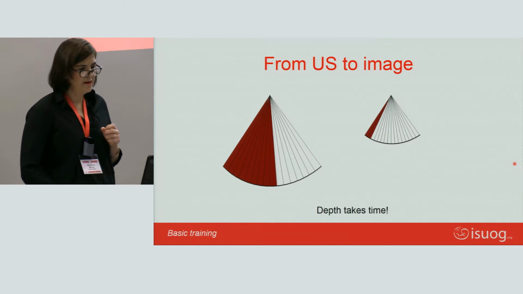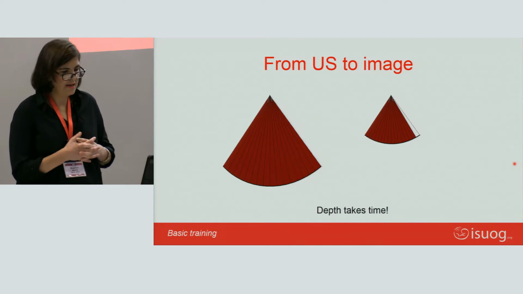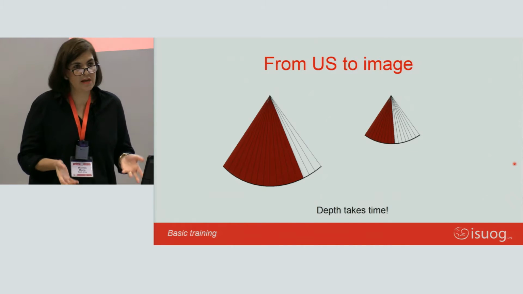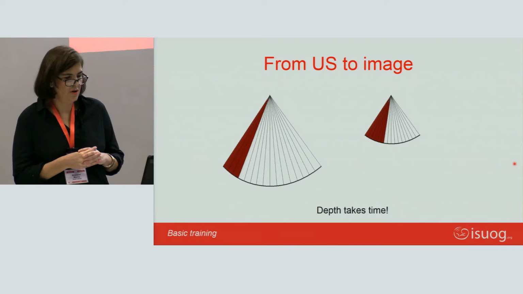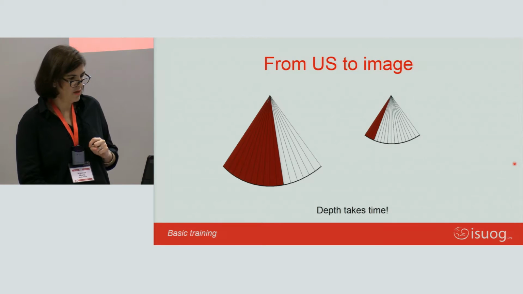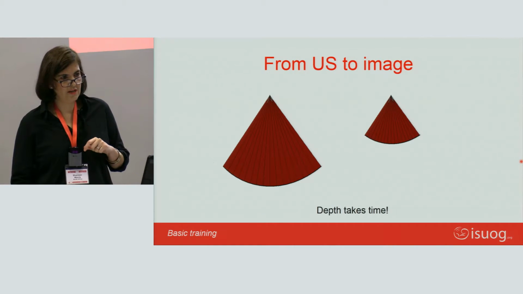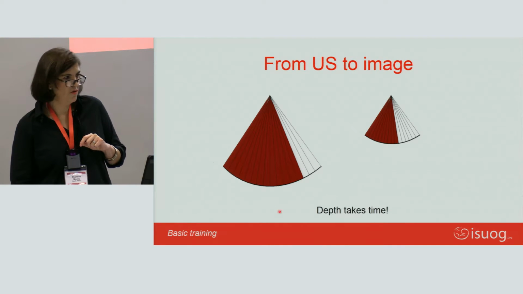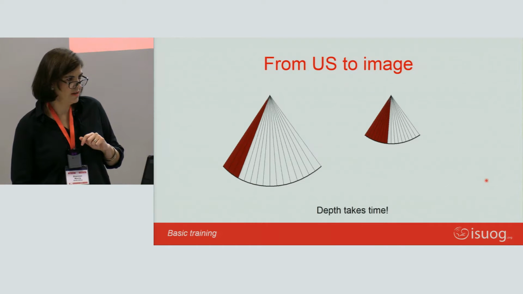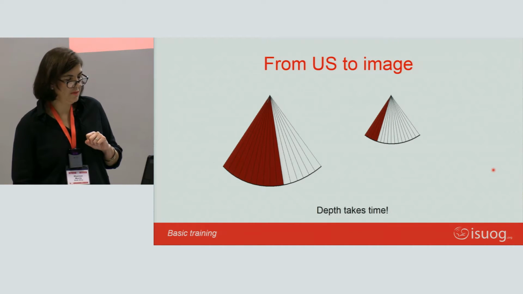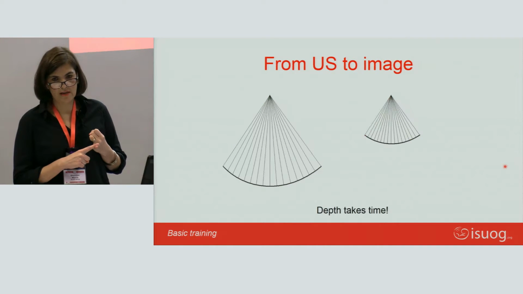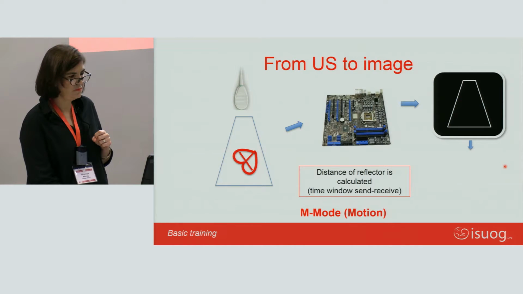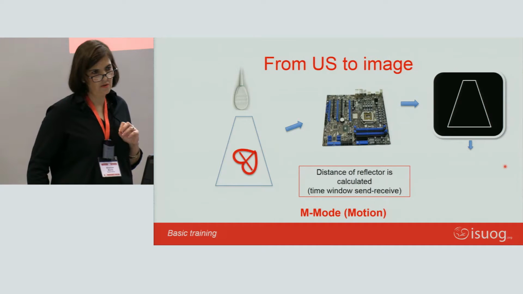So there is another aspect that is really important, and that is the depth. The depth of an ultrasound is the time that it takes for the signal to return to the ultrasound transducer. So the closer the reflector is to your probe, the quicker the image is generated. The further away it is, the longer it takes for the image to be produced. So width takes time, depth takes time. So that is how B mode scanning works.